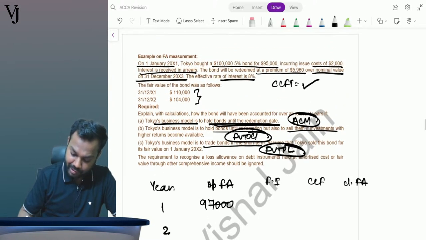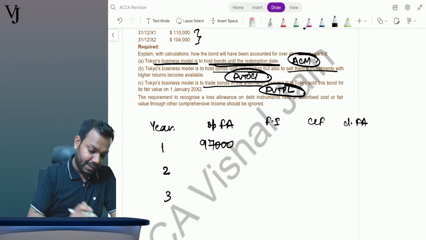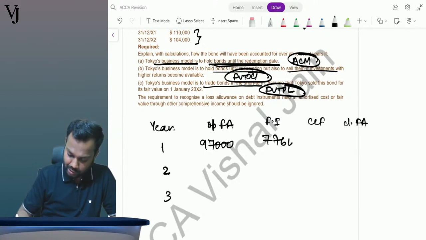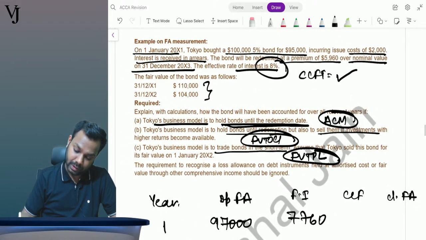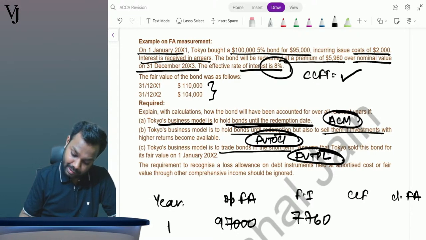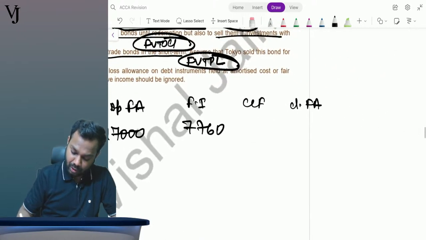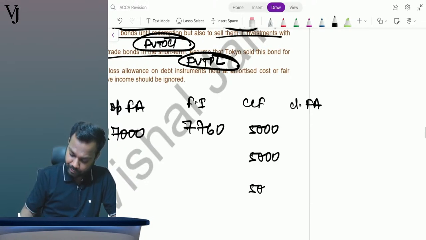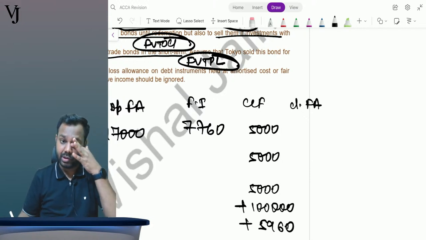Right, finance income will be charged at 8%. So 97,000 multiplied by 8% is 7,760. So what is the contractual cash flows for the 3 years? Tell me, what is the contractual cash flows for the 3 years? 100,000 multiplied by interest rate is how much? 5%, 0.05, is 5,000. Contractual cash flow is 5,000 plus 100,000 plus 5,960 is the premium.